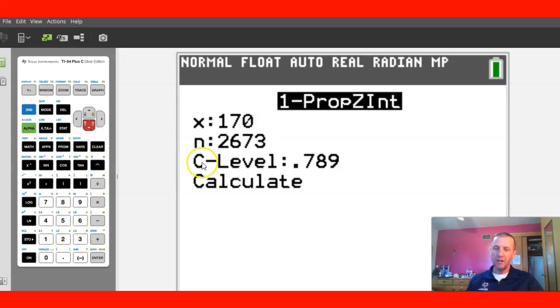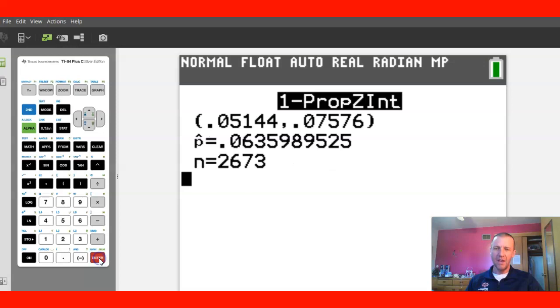And then we have to tell it what confidence level. Now, the problem asked for 99% confidence. You have to tell it as a decimal, 0.99. The calculator knows that 0.99 is 99%. You click calc, you enter, and there is the confidence interval. Notice 0.05144, 0.07576, with a p-hat of 0.0636 with this number, right?